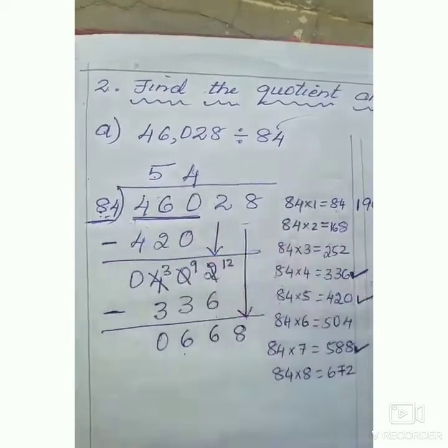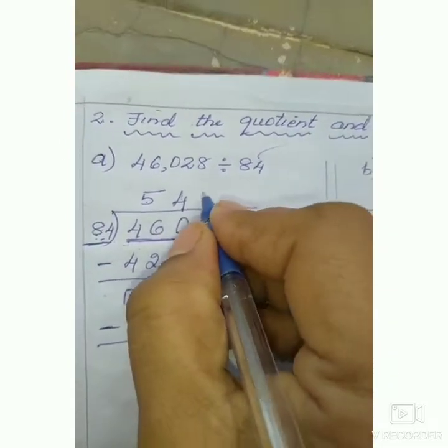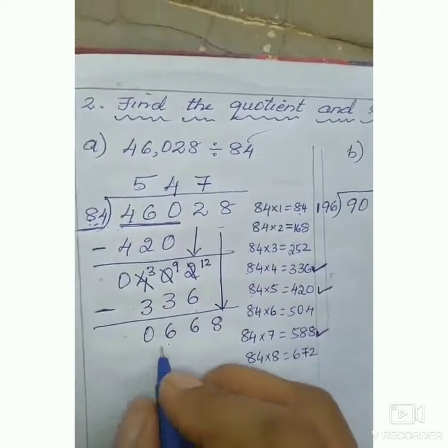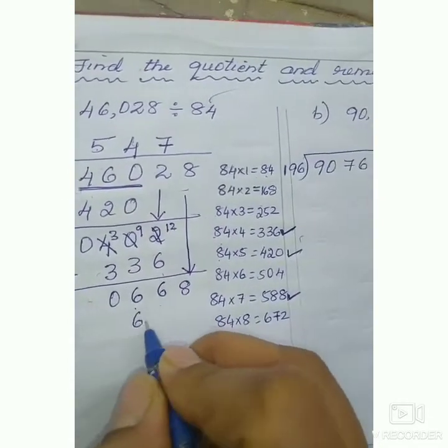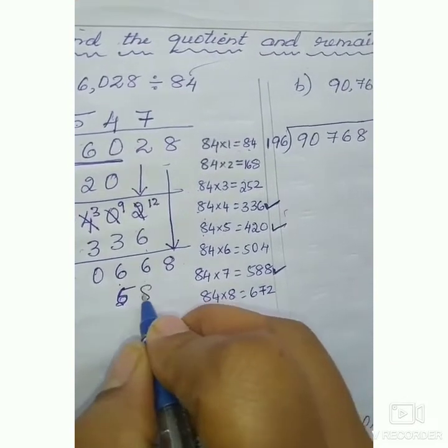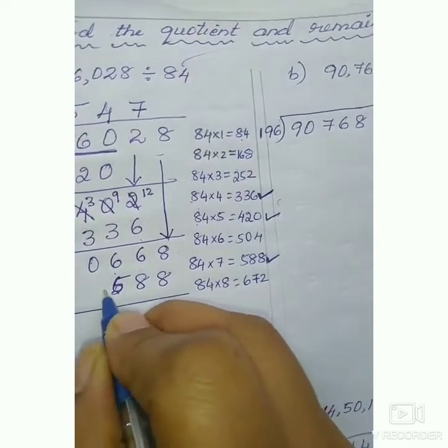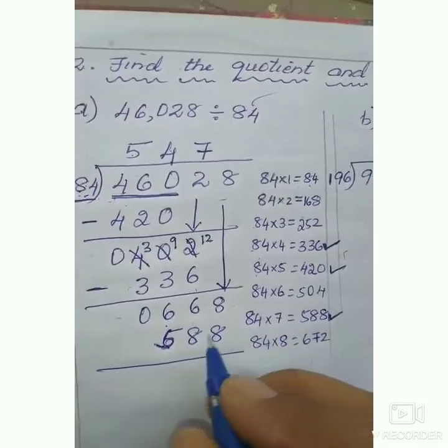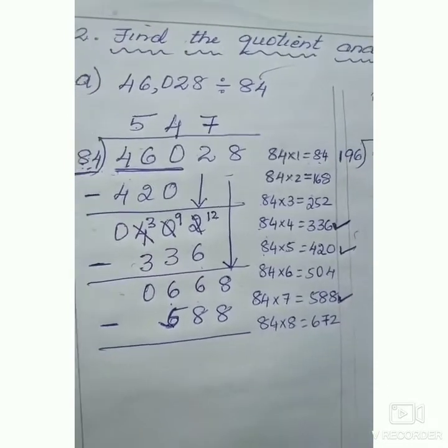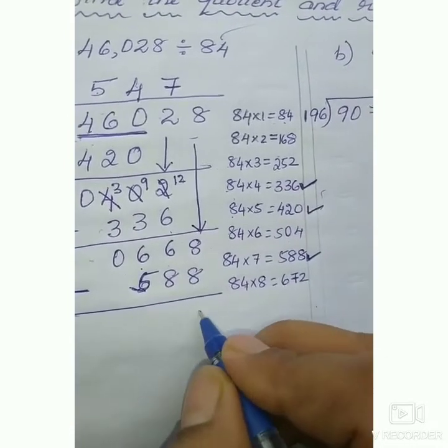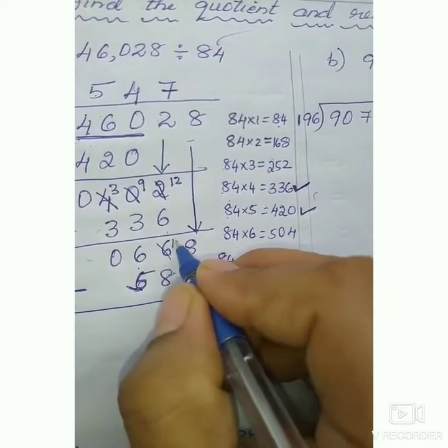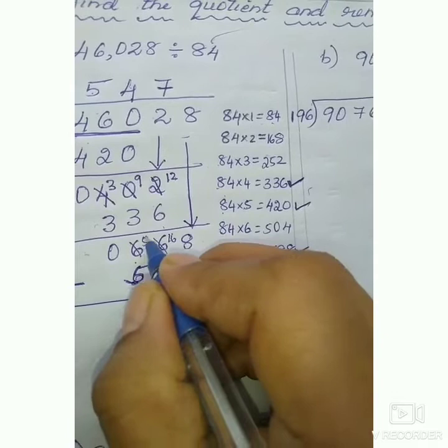So first, 84 sevens are... First write the quotient, you will forget. So first write the quotient, then you write the multipliers. 84 sevens are 588. Now start writing the symbol minus and subtract. 8 minus 8 is 0. 6 minus 8 is not possible, so you can take borrow, make it 16 and make it 5.